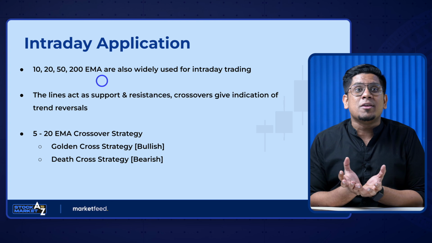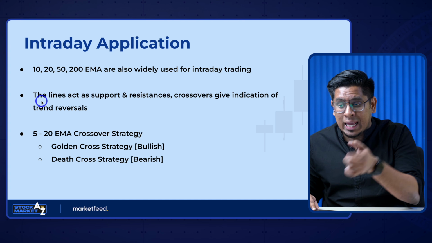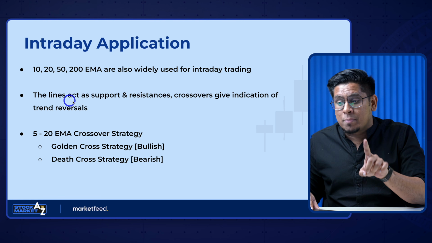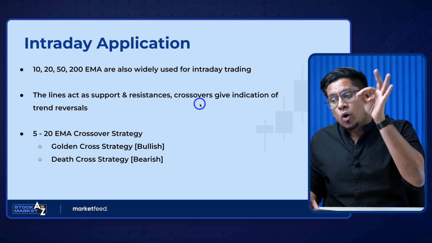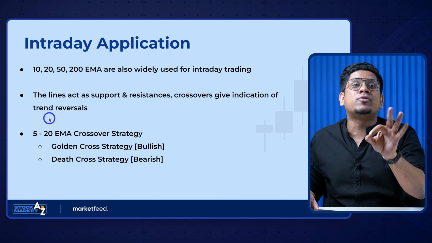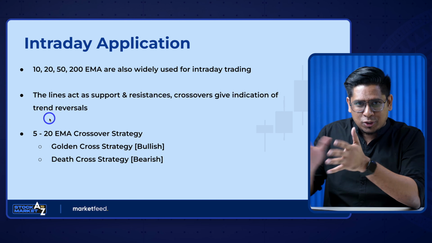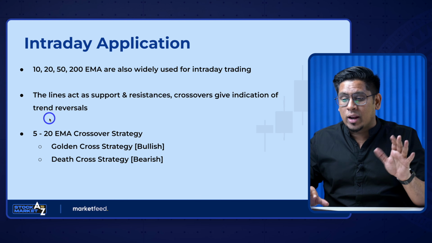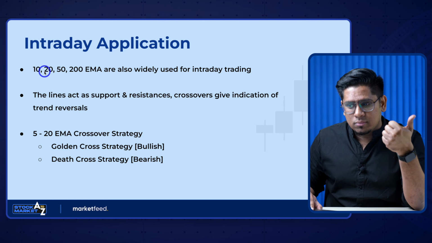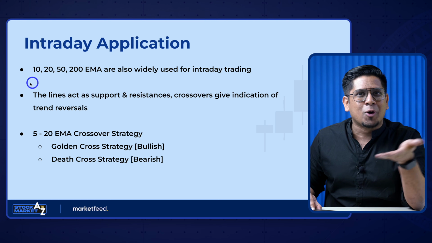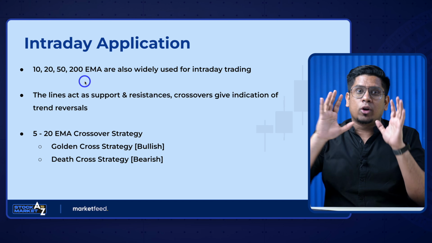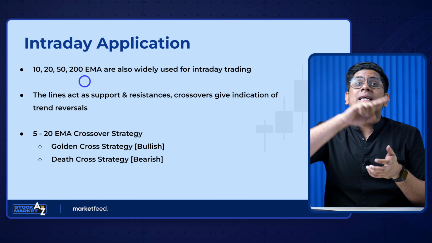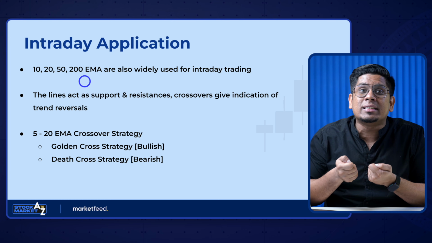And what is the significance there? That's the second point here. The lines, after you plot them, will start acting as support and resistances. And crossovers of these lines give indication of trend reversals also. I'll actually go into the chart and show you, no worries at all. If you're interested, you can plot all these EMAs on your chart, and these will be lines on top of the candlesticks. And these lines will act as supports and resistances.